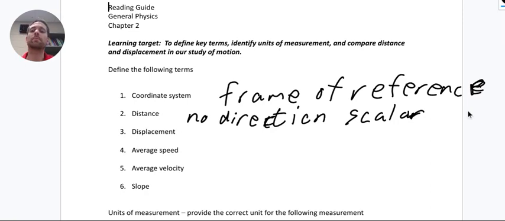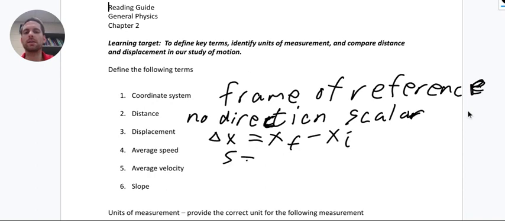So displacement is a distance with a direction that has an initial and final position. So displacement, or change in position, equals final minus initial position. It's the exact definition. Speed is distance over time, and if it's the average speed, it's the average of an initial speed and a final speed put together.